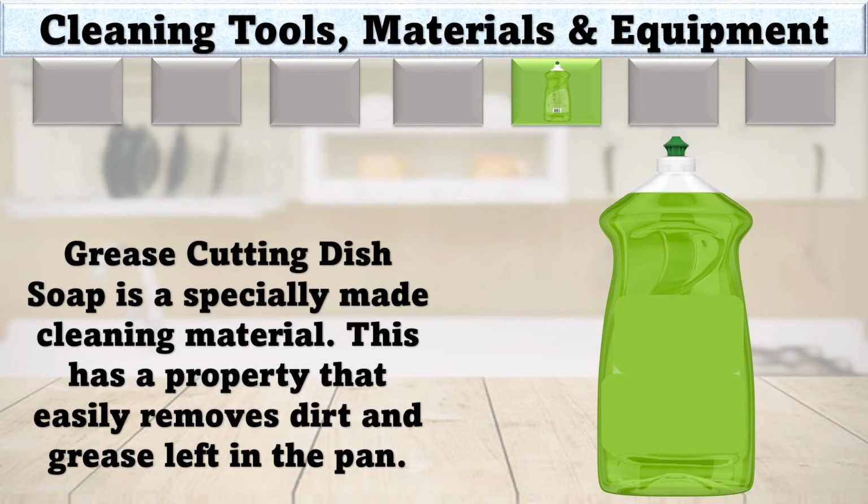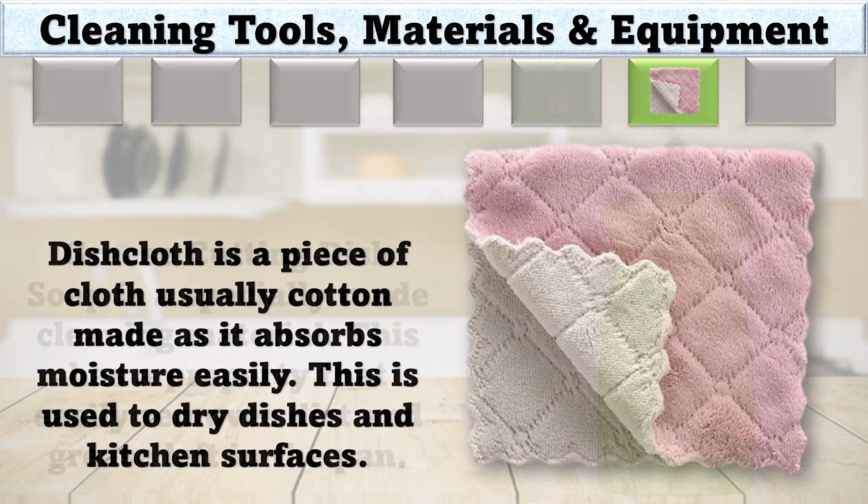Grease-cutting dish soap is a specially made cleaning material. This has a property that easily removes dirt and grease left in the pan. Dishcloth is a piece of cloth, usually cotton made, as it absorbs moisture easily. This is used to dry dishes and kitchen surfaces.